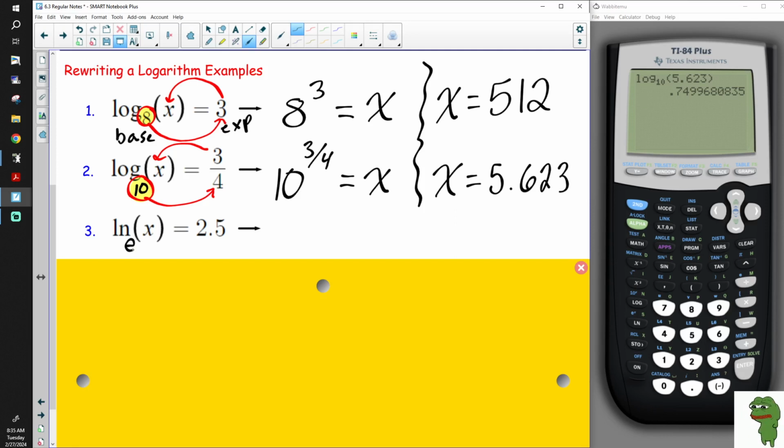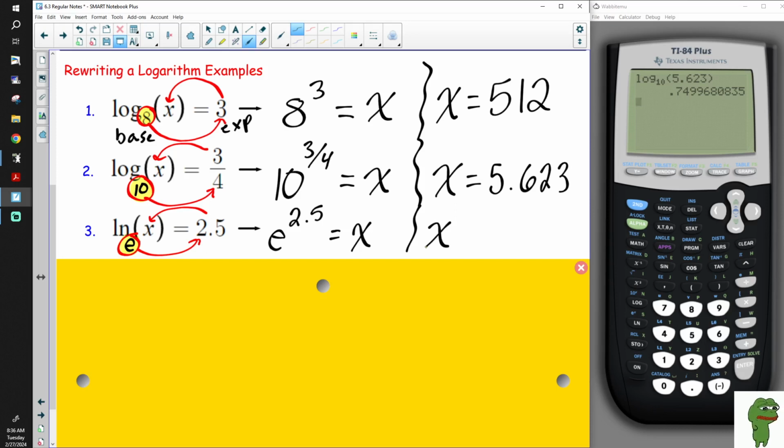Again, we don't write it because mathematicians are lazy. They created a special log so they didn't have to write as much. ln is just log base e. Start at your base, and we begin the loop-de-loop. E to the power of 2.5 equals x. E to the power of 2.5 equals our mystery value x we're trying to find out.